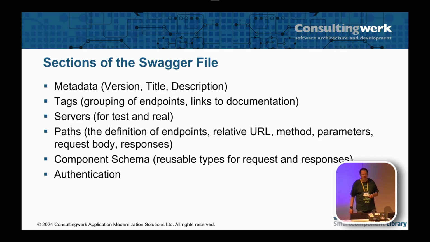So in the Swagger file, there are different sections. There's a metadata section which provides a version of the API, the title and description. There are tags. Tags are a way of grouping endpoints by functionality. If you wouldn't use tags, the endpoints would all be either listed in alphabetic order of the URLs or in the order that they're in the file. That's usually not very helpful. You want to know what are the endpoints that deal with pets.